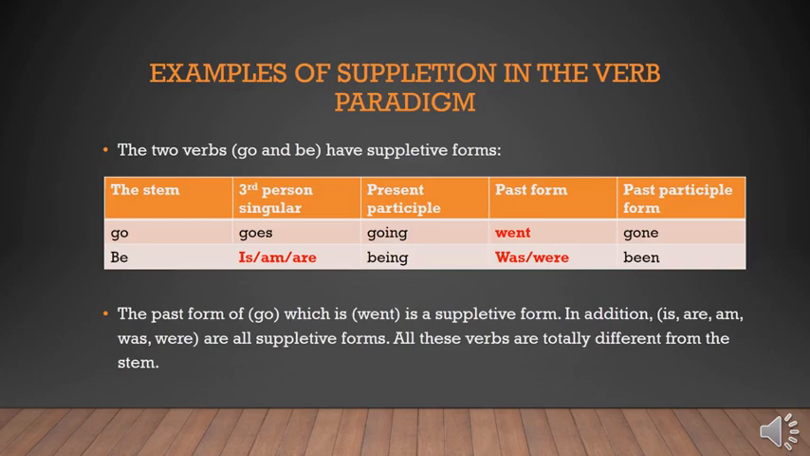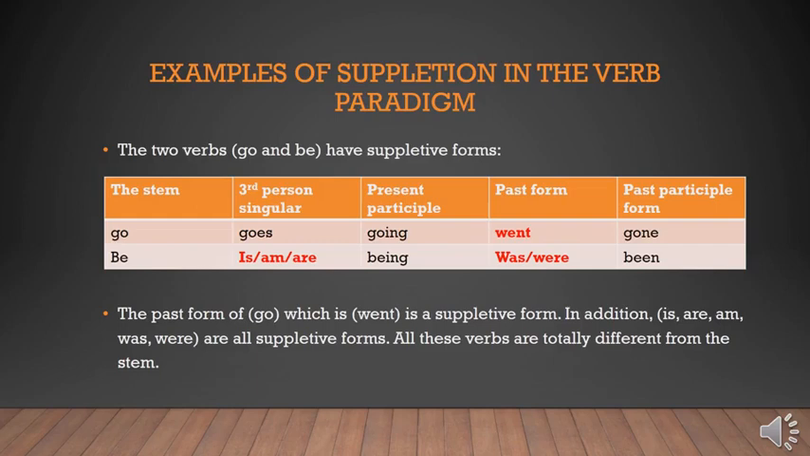These verbs are go and be. Both verbs have suppletive forms in the verb paradigm. Let's consider the first verb, which is go. The stem is go. The third person singular is goes. The present participle is going. The past form is went.